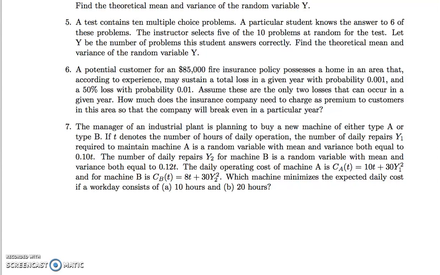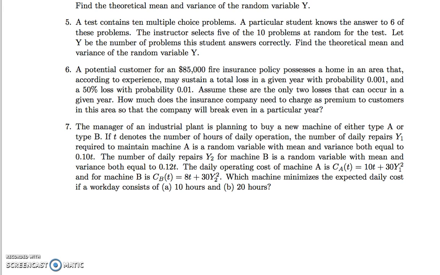Okay, this video is for problem number 5. We've got a test that contains 10 multiple choice problems. The student knows the answers to 6 of these problems. Now, it should be really clear here. This question could be a little bit more clear. When we say a student knows the answer to 6 of these problems, we mean that this student will miss the other 4 certainly.